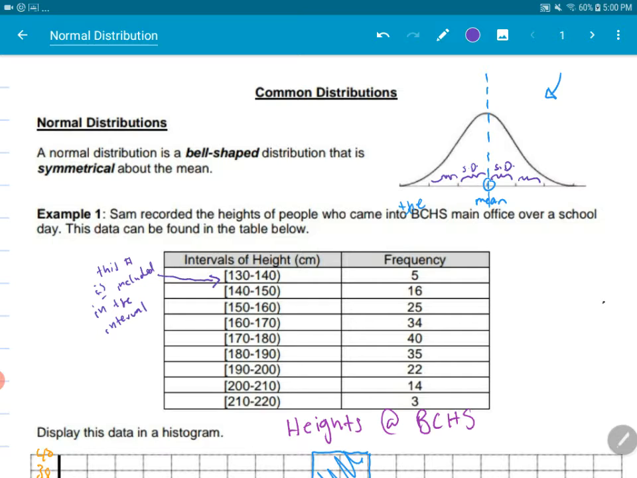So this square bracket tells you it is included, and this round bracket tells you not included. Everything up until super close to 140, or 139.99999, works. 140 though, no, goes into the next category. So we call that not included. So square bracket, yes. Round bracket, no. And we have a frequency table, so we can put it into a graph.